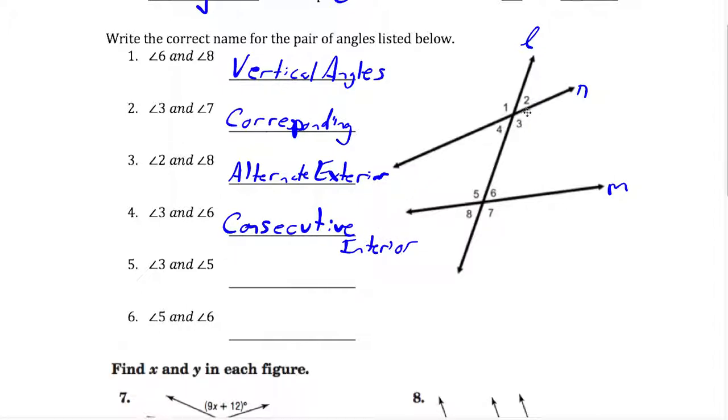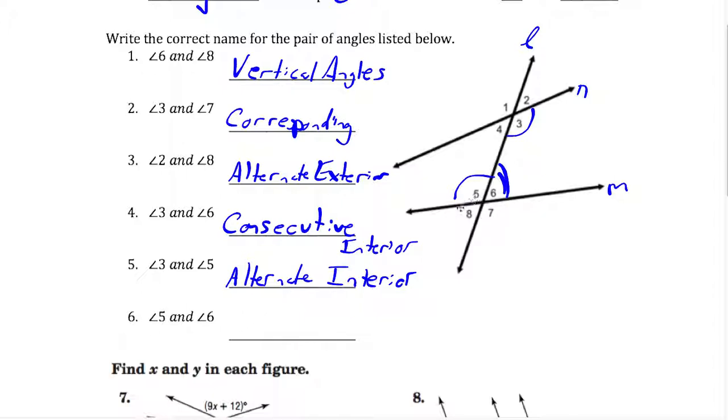Angles 3 and 5. These are also interior angles, but notice that angle 3 is in the lower right, 5 is in the upper left. Because those are two complete opposite locations, we're going to say that these are alternate. And because they're both interior angles, we say that they're interior. So alternate interior angles.